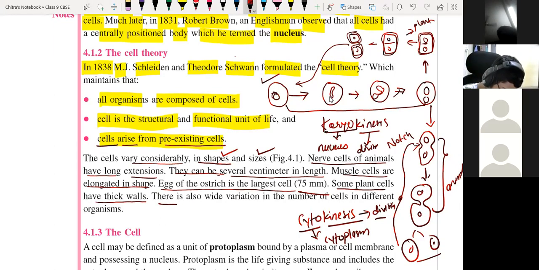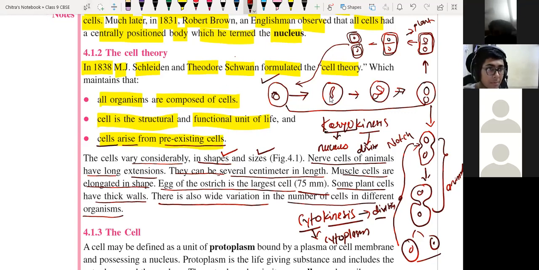There is also a wide variation in the number of cells in different organisms, starting from the amoeba, which is formed by a single cell. But consider the example of the whale, the largest animal found on earth, which is made of an enormous number of cells that we can't even count. In plants also, they vary from the smallest, Caulerpa, which is single-celled, to the largest plant, the banyan tree, formed by countless cells. So these are the variations in cells, from amoeba to whale to human being, and in plants from Caulerpa to the banyan tree. Any doubt here? No, sir.